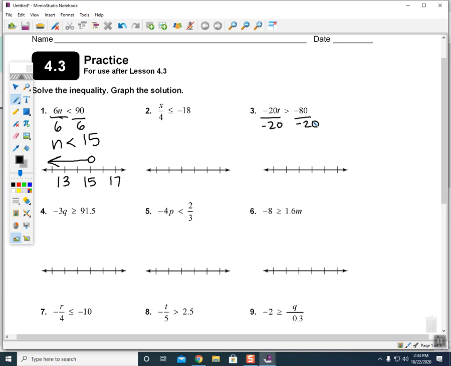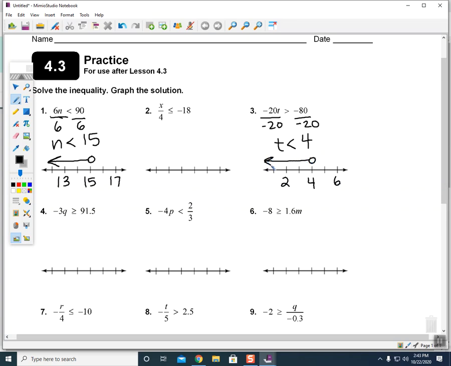So when I do that, I'll have t is less than negative 80 divided by negative 20, which is going to give me 4. T is less than 4. So if I put 4 down here, 4, 6, 2, I'm going to do another open dot at 4, arrow pointing to the left.